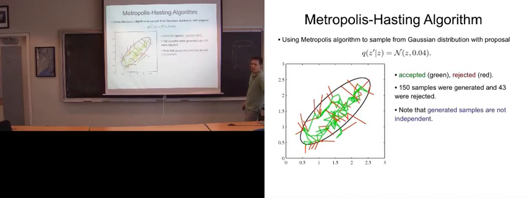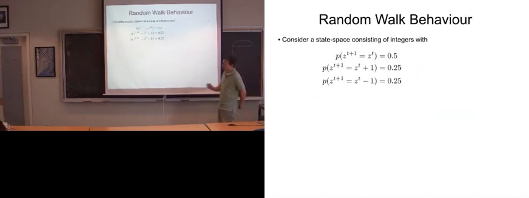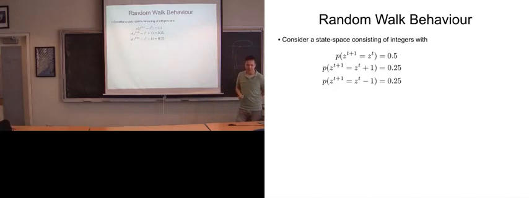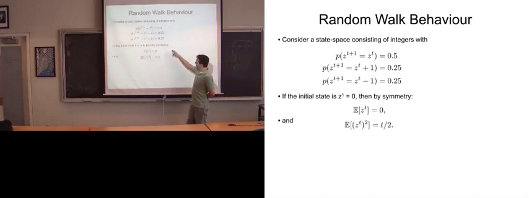Now, there's one particular problem with this algorithm. There are always problems with the algorithm. If we had a perfect algorithm, we wouldn't be studying it, right? But let's look at random walk behavior, which is a problematic thing when you're choosing the proposal distribution. Let's say you have a state space consisting of integers: 1, 2, 3, minus 1, minus 2, minus 3. Let's say the probability of staying in your current state is 0.5. The probability of moving to the right is 0.25. The probability of moving to the left is 0.25. So you're moving along the integers. Let's say the initial state is 0. You start at 0.